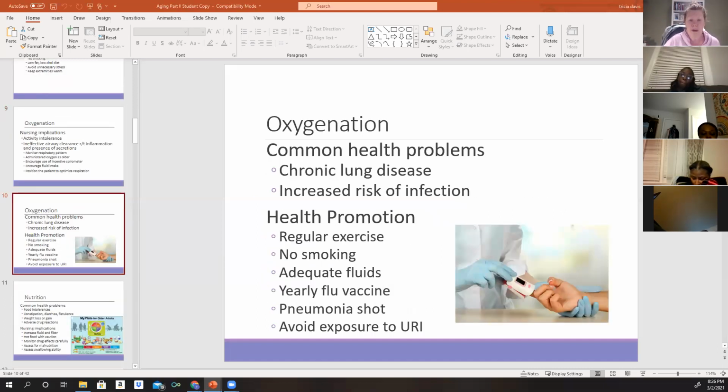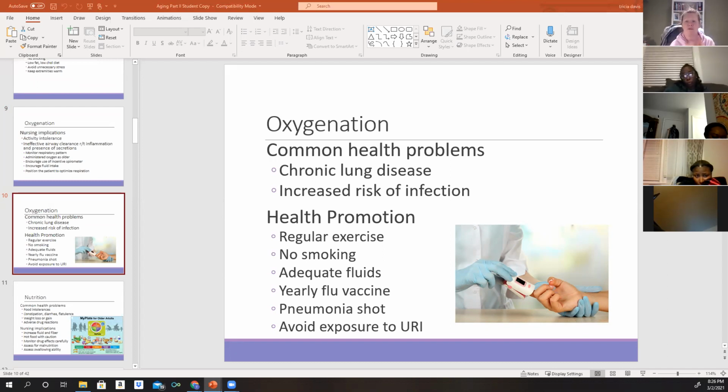Common health problems that we see are chronic lung disease. As they get older, they lose pulmonary elasticity, and then that ciliary action, the cilia that are in there that move back and forth, they help catch any kind of debris or bacteria that comes in. That's kind of like the filtration system for the lungs. Well, that ciliary action decreases, and the elasticity decreases also. So patients are not able to clear their lungs.